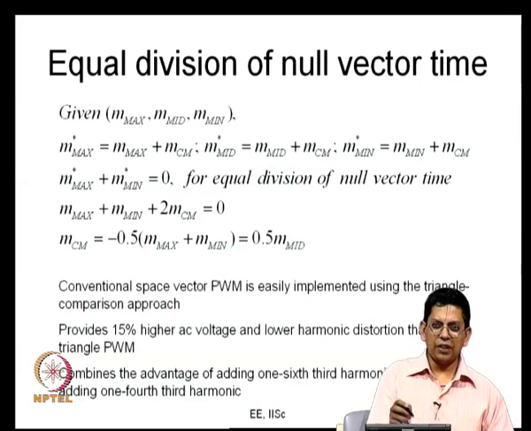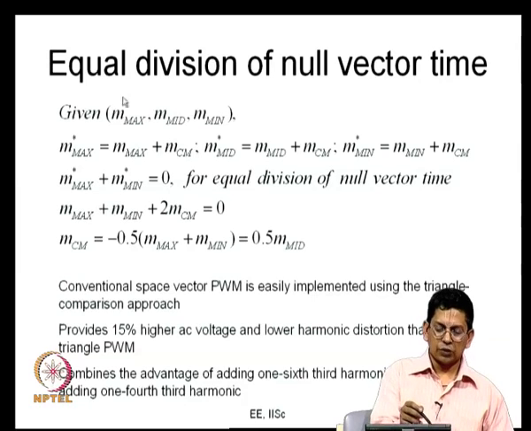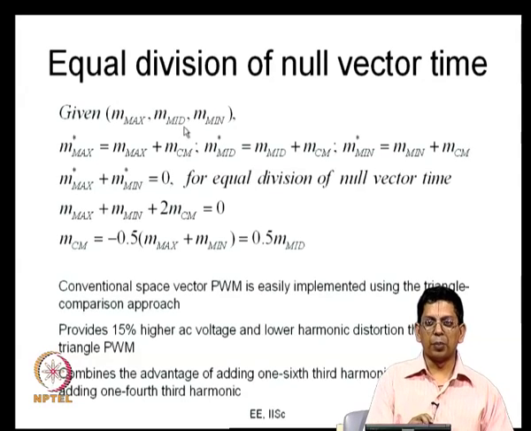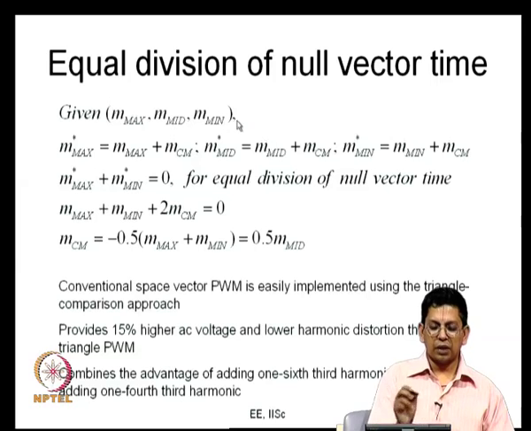So, now in any phase you will have 3 signals. One of them will have the maximum value, the most positive, another one will have the minimum value or the most negative value, and the third one will be the closest to 0, and that is M mid. So, let us call this M max, M mid and M min.